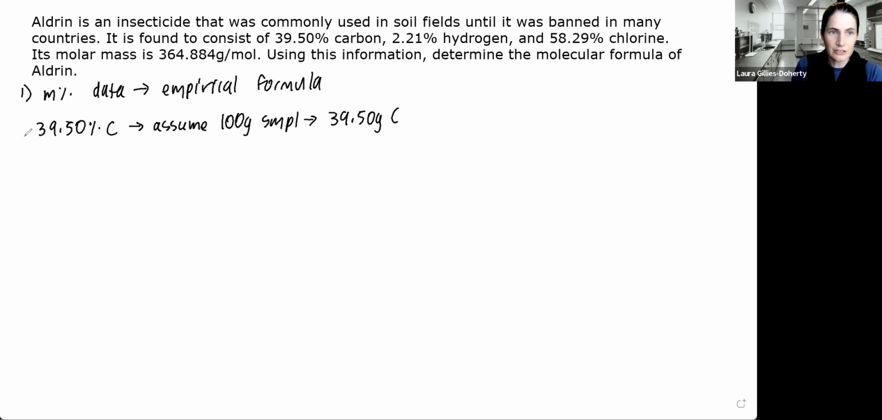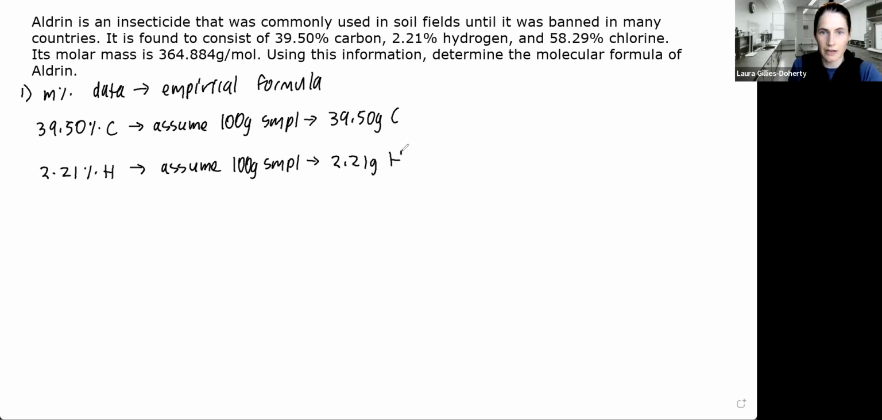We're going to do the same thing with the hydrogen. We have 2.21% hydrogen by mass. We're going to assume that we have a 100-gram sample. So 2.21% of 100 grams is 2.21 grams of hydrogen. Last but not least, same thing for chlorine. We have 58.29% chlorine. We're going to, again, assume that we have a 100-gram sample. And so 58.29% of 100 grams is 58.29 grams of chlorine.